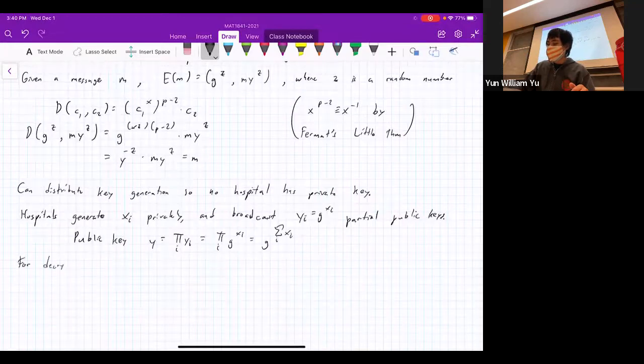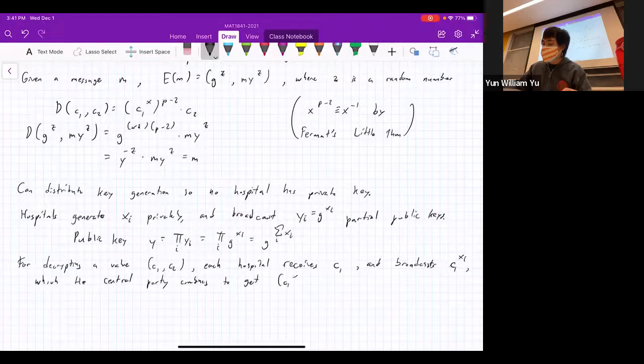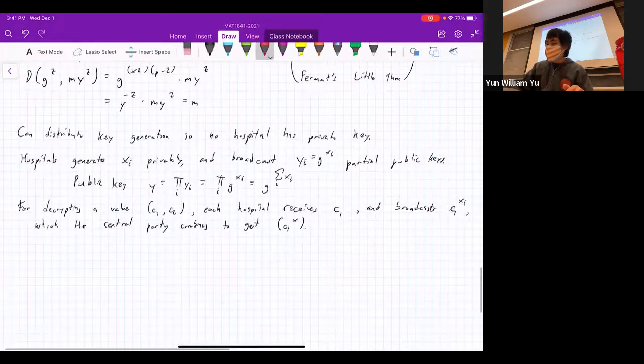So for decrypting a value, let's say C1, C2, since the ciphertexts come in pairs, each hospital receives C1 and broadcasts C1 to the xi. So they broadcast some partial decryption based on their private key, which the central party combines to get C1 to the X. Okay, so that is how we do the distributed key generation.